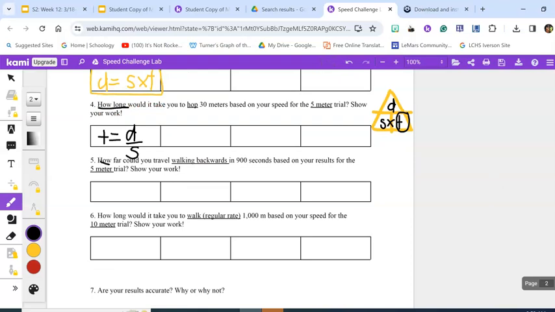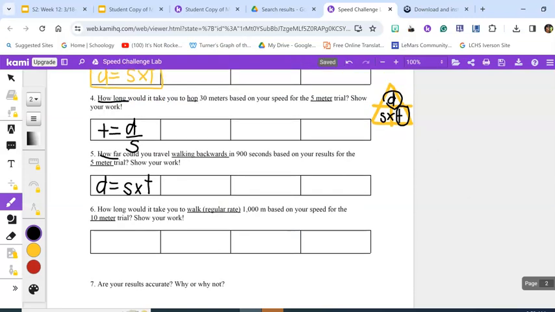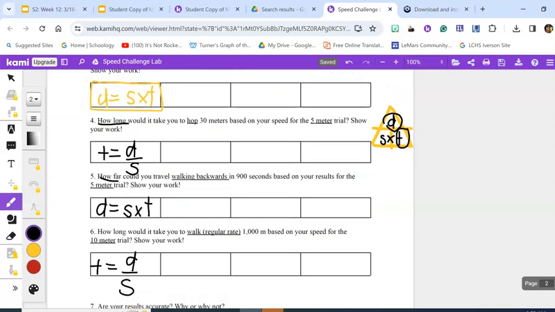How far could you travel? What are they asking you for? Speed, distance, or time? They're asking you for how far. Is that speed, distance, or time? Distance. Distance is equal to speed times time. How long would it take? What are they asking you for? Speed, distance, or time? Time. Time is equal to distance divided by speed. Then you have to look at your results. So you should probably be able to get finished with all of this by the end of the hour and get that bad boy handed in.